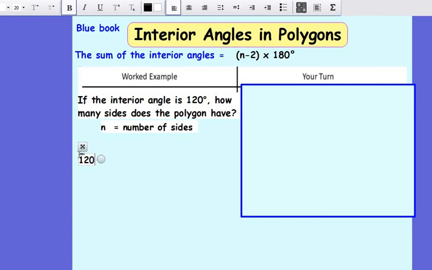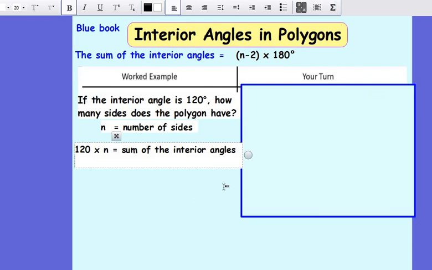I know that 120 multiplied by n, whatever n may be, is the sum of the interior angles. So however many interior angles there are, if there were 3, I've got 3 times 120 to give me my sum, or 4 times 120, or 5 times, whatever n might be. I also know that the sum of my interior angles is n-2 times 180, using the formula at the top.